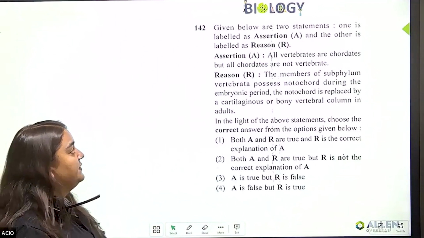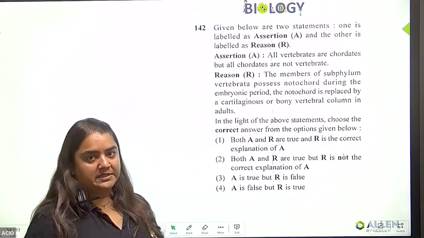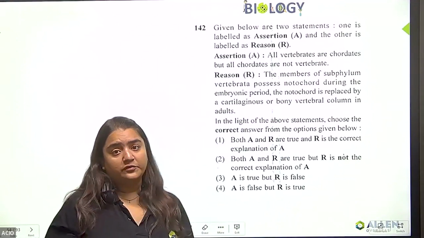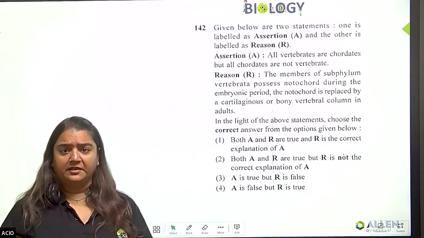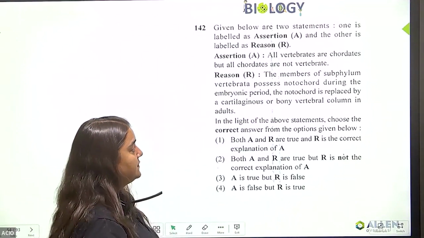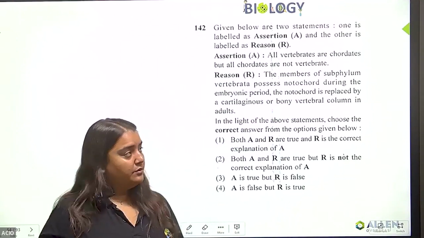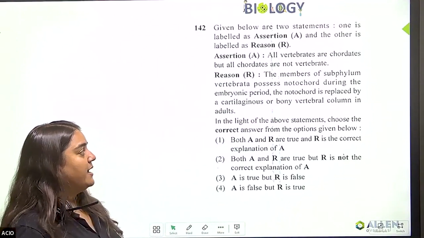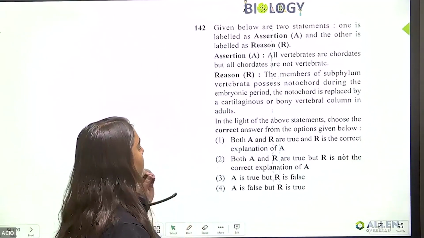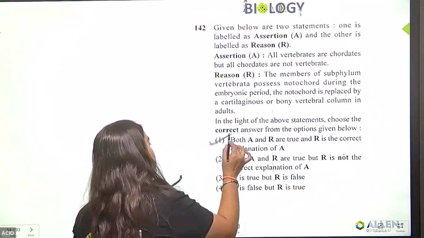Next, given below are the two statements, again assertion and reason, and we have to find out the correct option. All vertebrates are chordates, but all chordates are not vertebrates. That is a true statement. Perfectly fine. Nothing wrong with that statement. Now let's read the reason. The members of subphylum Vertebrata possess notochord during the embryonic period, right? The notochord is replaced by a cartilaginous or a bony vertebral column. Yes. So reason is also right, assertion is also right, and it's a correct explanation. So we go with 1.